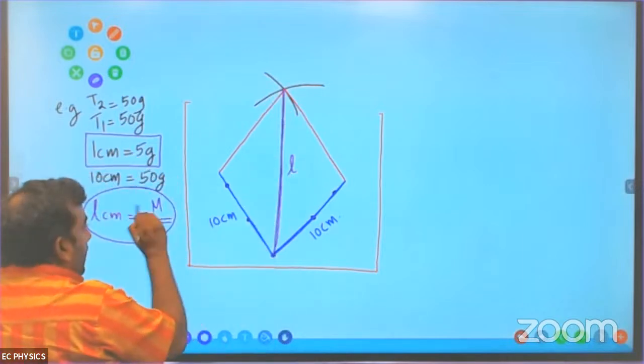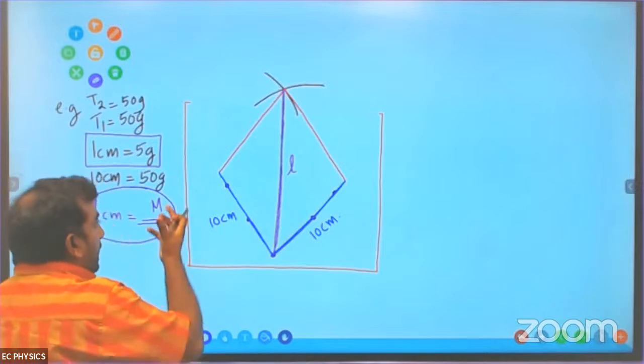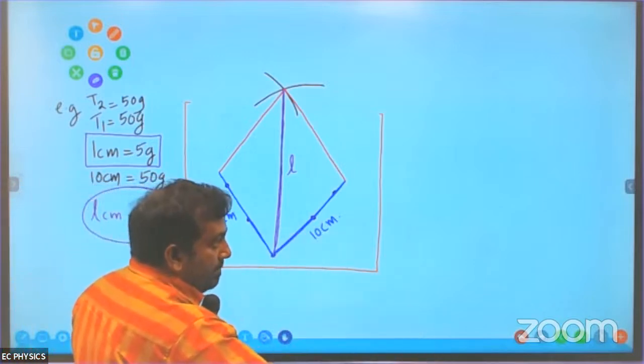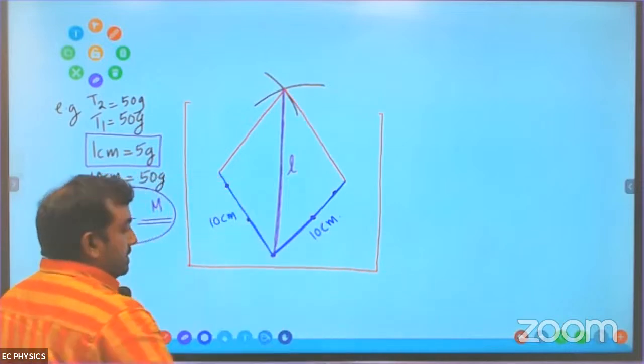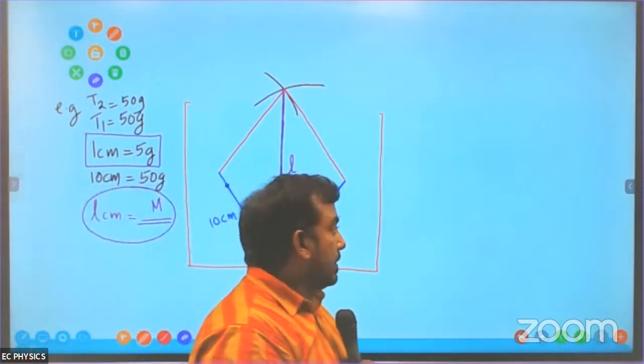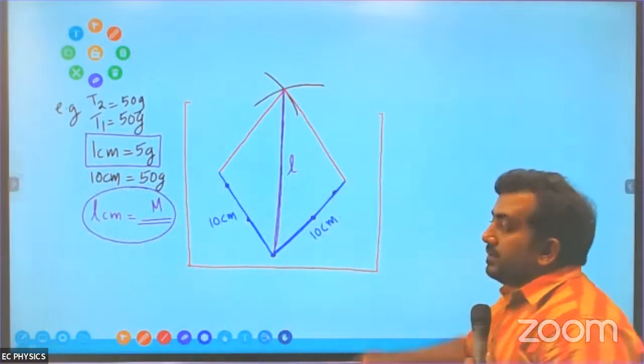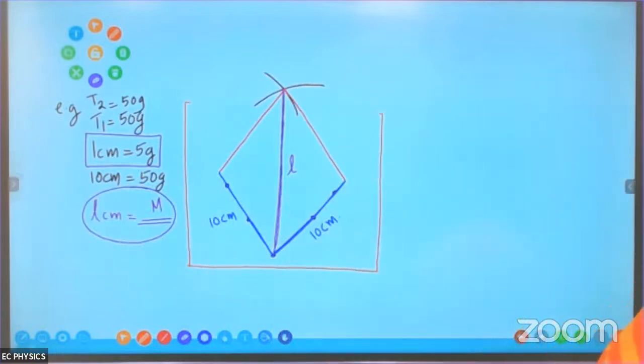From the length, you can find the unknown weight. Take this unknown weight, keep it on a triple beam balance and measure. If calculated and measured are almost the same, the principle is correct. Right, draw this real quickly.